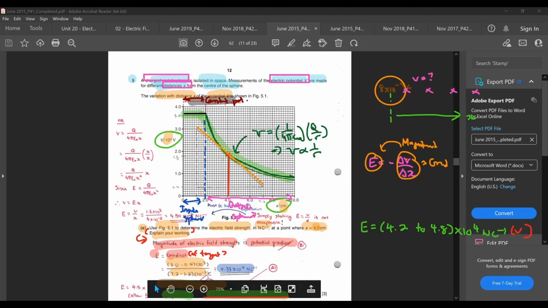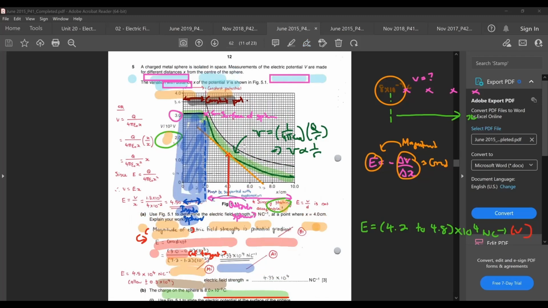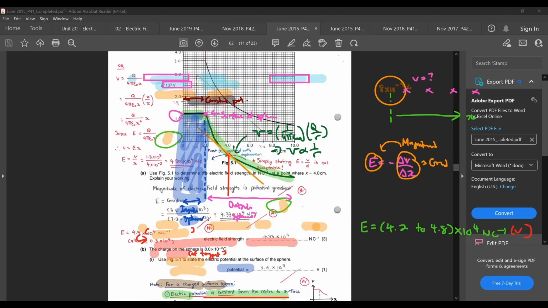If you look back at this diagram here, just like I mentioned to you, the region where you have constant potential is inside the sphere, right? So where do you suppose is the surface of your sphere? The surface of your sphere should rightly be at this point here. This is the surface of your sphere. So the potential at the surface of your sphere is really just 3.6 times 10 power 3 volts. Just like that. Okay?